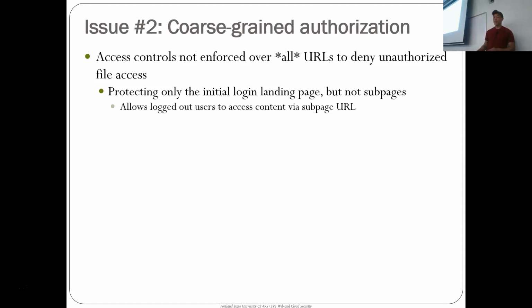Access controls are not enforced over all URLs to deny unauthorized file access. So one of the examples is protecting only the initial login landing page. So ensuring that people are authenticated or authenticate themselves on that landing page, but then within the subpaths of your web application, you're not checking for valid credentials along the way.